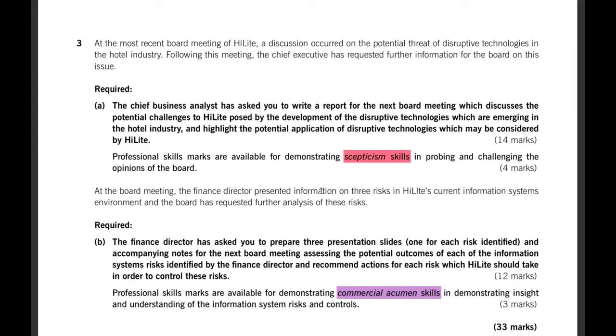Okay, the third question or the third requirement. At the most recent board meeting of Highlight, a discussion occurred on the potential threat of disruptive technology in the hotel industry. Following this meeting, the chief executive has requested further information for the board on this issue. So what's your task now? All right. So your next task is actually the chief business analyst, your boss, has asked you to write a report.